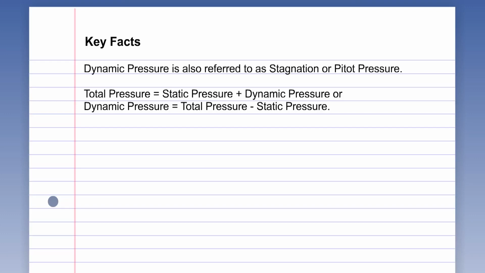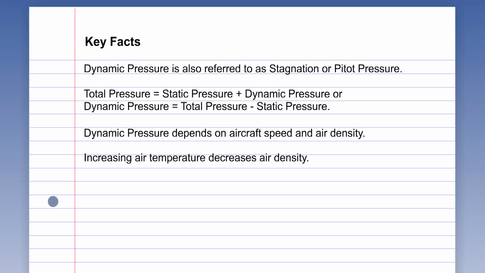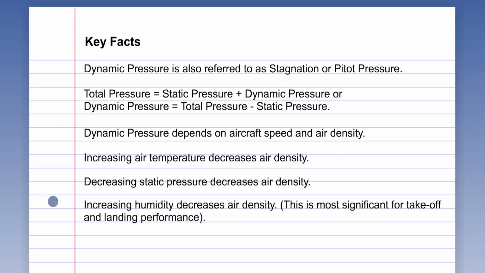The significance of dynamic pressure in understanding the principles of flight cannot be overemphasized. Because dynamic pressure is dependent on air density and aircraft speed, you need to appreciate fully the factors which affect air density. So, to reiterate the points covered earlier in the lesson, increasing temperature decreases air density. Decreasing static pressure decreases air density. Increasing humidity decreases air density.